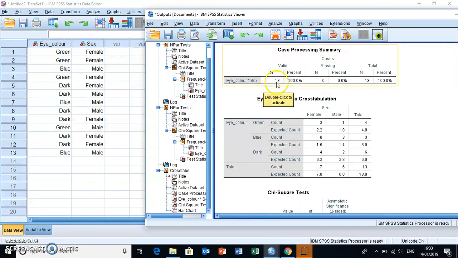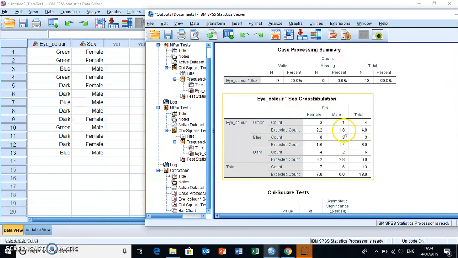We know we have 13 individuals. This is our cross tabulation that we have requested. And in addition to telling us what our counts were, okay, so how many people with green eyes, we have 3 males, 3 females, 1 male, a total of 4. How many people with blue eyes? No females, 3 males, that's a total of 3, and so on. It also shows you our expected.